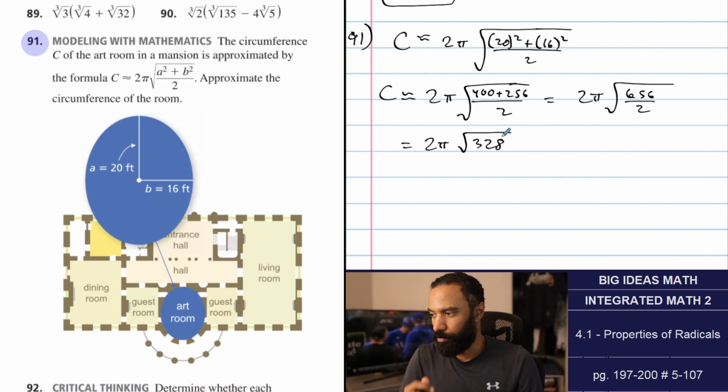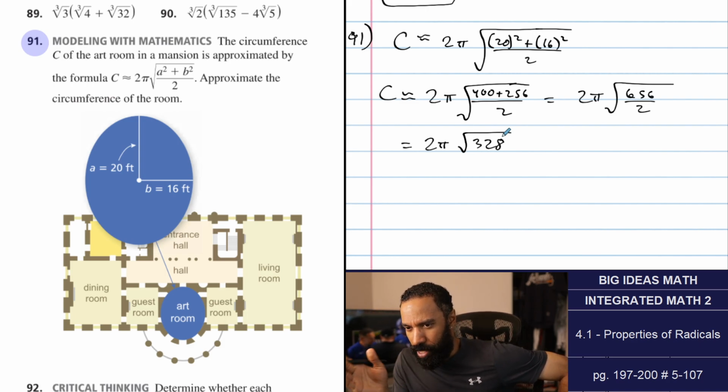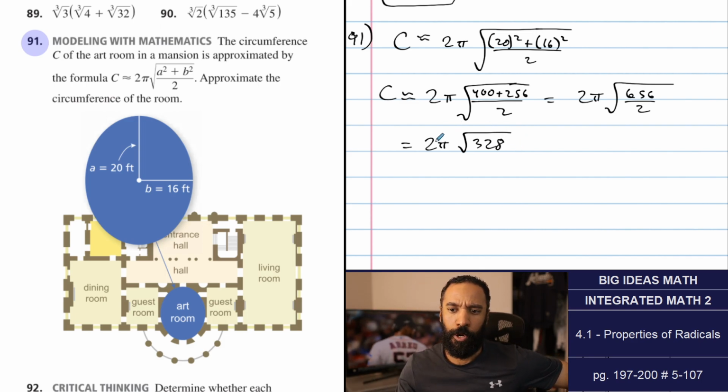Yeah. 328 can divide by 4. What is 64? No. 320 divided by 4 is 82, so that can be 2 and 41. I guess that's as much as it can go.